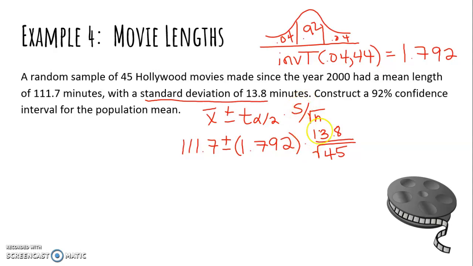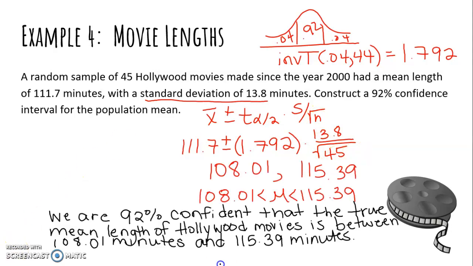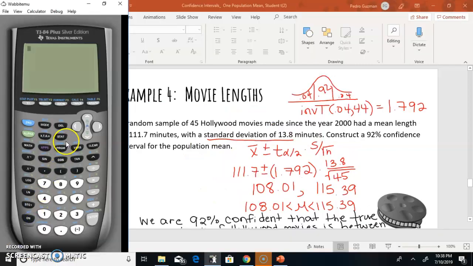Anyway, so on back to the formula. Times s, 13.8 over square root of n, square root of 45. And we get 108.01 to 115.39. We can write it in a sentence. We are 92% confident that the true mean length of Hollywood movies is between 108.01 minutes and 115.39 minutes. So let's check it with a calculator.